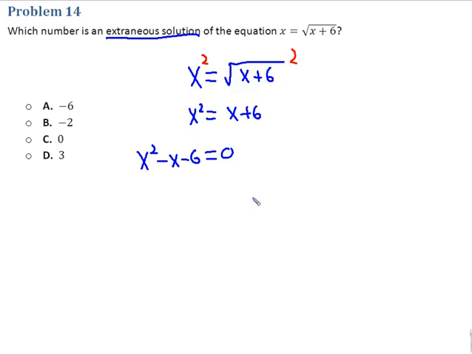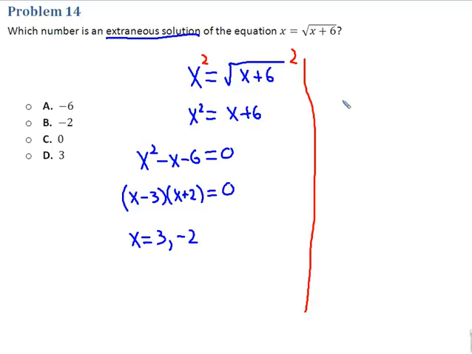Once we have things set equal to 0, we can factor. Looks like this is going to factor as x minus 3 times x plus 2, which gives me solutions of x is equal to 3 and negative 2. Now 3 and negative 2 are both solutions to the quadratic here, but they're not necessarily solutions to my original equation. So in this case, what we're going to have to do is plug them in and check.